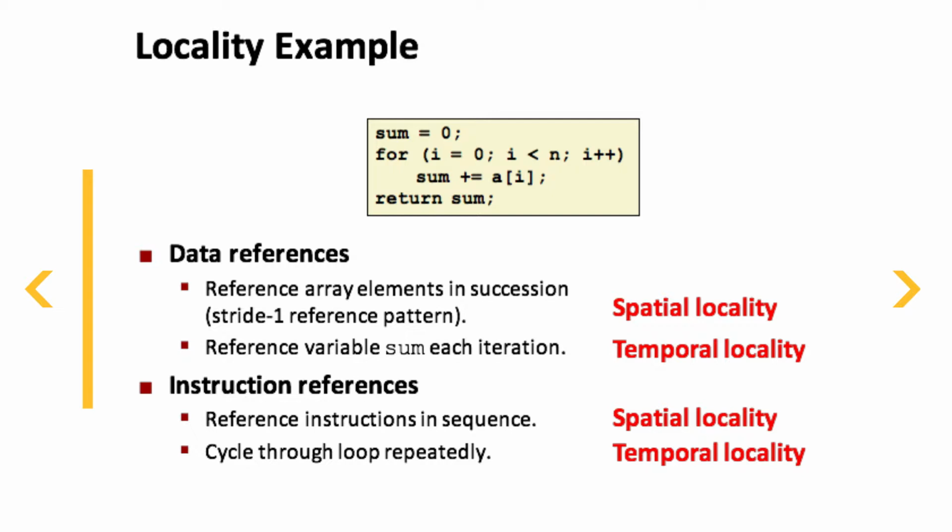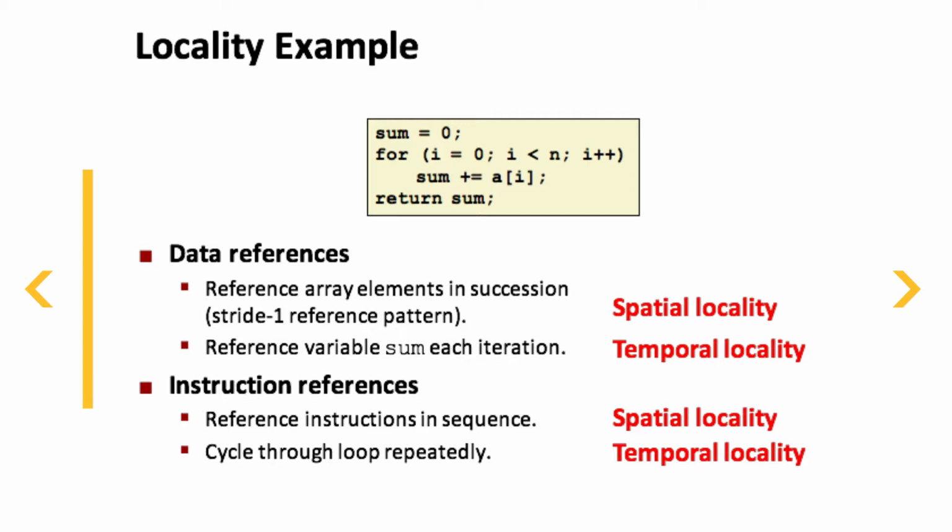Temporal locality in action. Same thing applies to the instructions. We reference these instructions in sequence, and there's our spatial locality, and we're cycling through this loop repeatedly, right? So that's our temporal locality. So this is a great example of both data and instruction references exhibiting both good spatial and good temporal locality.